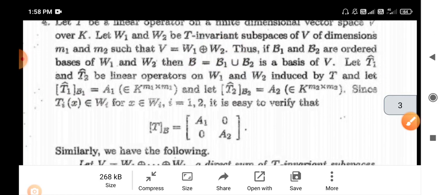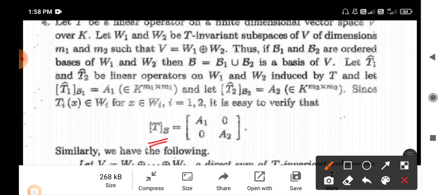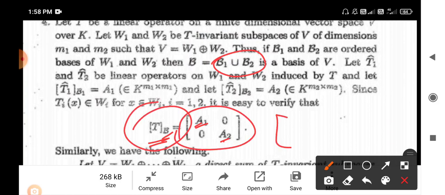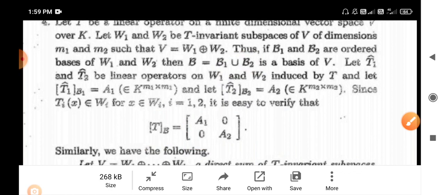That matrix of T with respect to basis B, where B1 union B2 forms a basis B, so A1 and A2 form the matrix of representation corresponding to basis B. This matrix is nothing but a block diagonal matrix with those two matrices. This is M1 cross M1, this is M2 cross M2. And what is the dimension? M1 plus M2 is the dimension of the vector space V.